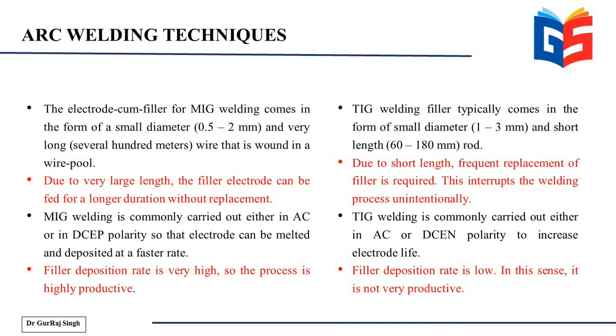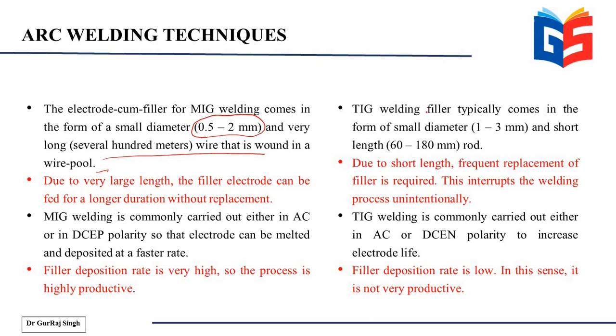Alright, so next, the electrode cum filler for MIG welding comes in the form of a small diameter rod, which has a diameter of 0.5 to 2 mm. So it's a very thin rod. It's rather a wire, and it's very long, several hundred meters long. The wire spool can be, because it's being continuously fed. It is a consumable electrode.